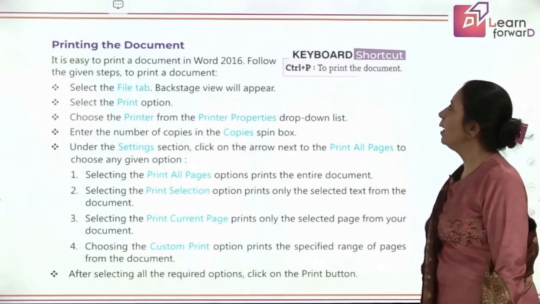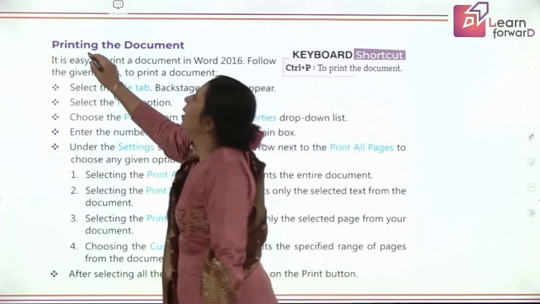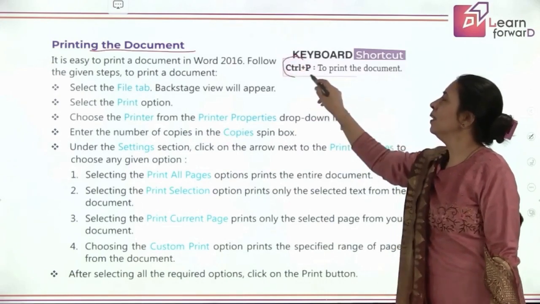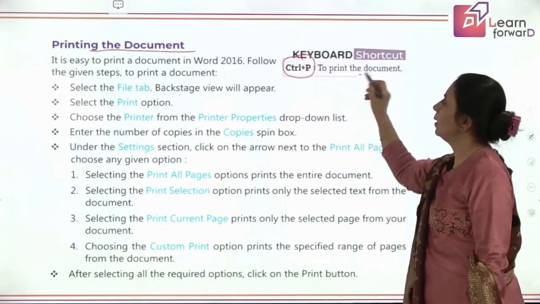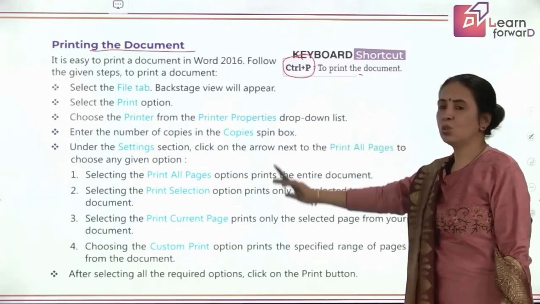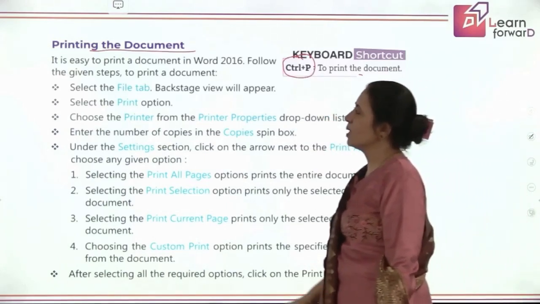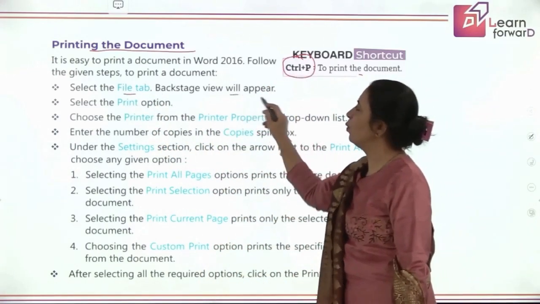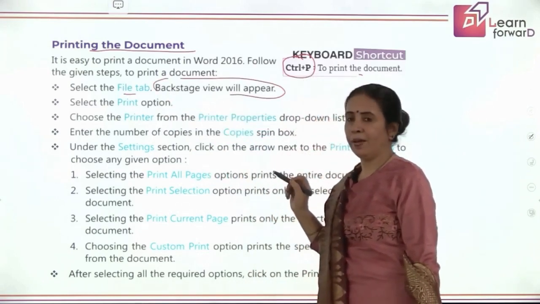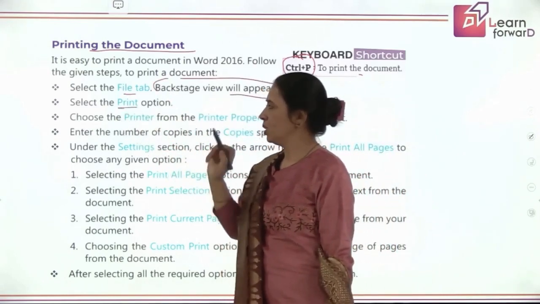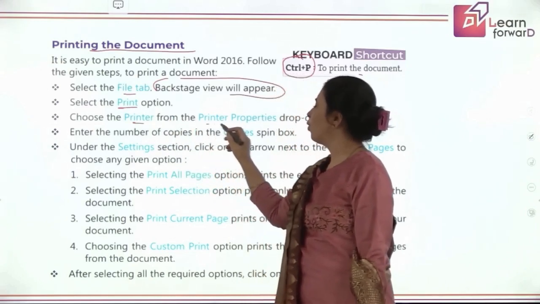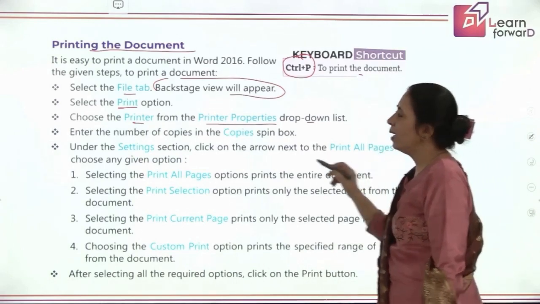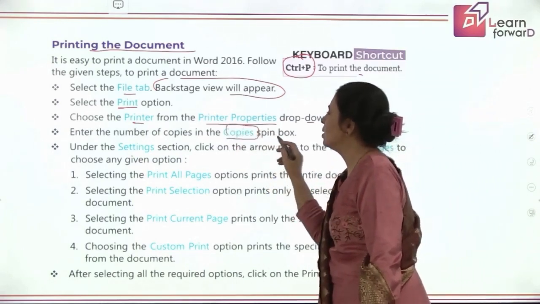And now we come at the printing of the document. So I'll just tell you first, we have a shortcut key, that is Control P, to print the document. And when you are going to choose the steps, we will first select the file tab and then the backstage view of the screen will be appearing, where you have a print option. There you choose the printer. From the printer properties, it has drop down list. Now enter the number of copies in the spin box.